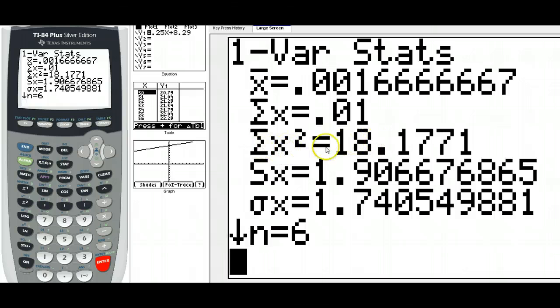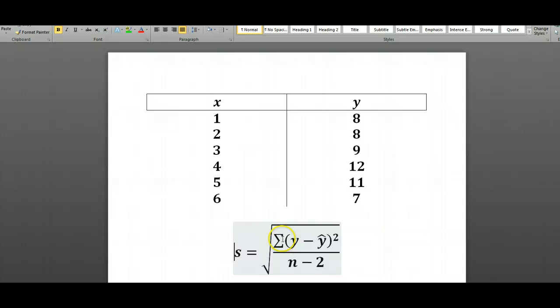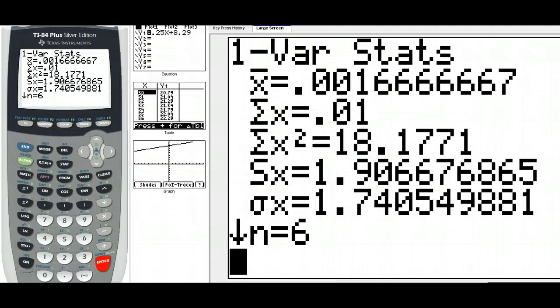The number right here, sigma x squared, is the number we are interested in, because that number represents the numerator of this fraction. So what I suggest is you write that number down, that way you don't lose it. It's 18.1771. You might also notice that right here, this n tells you how many items are in your data set. That's important to us also, so you might want to write that down. So n is equal to 6. Now we can clear out of this once we have that written down separately.